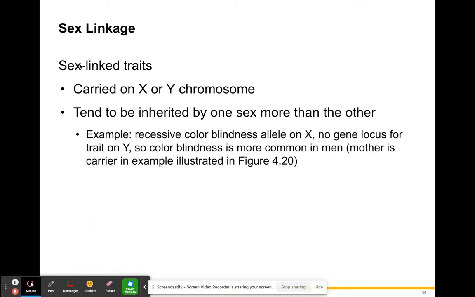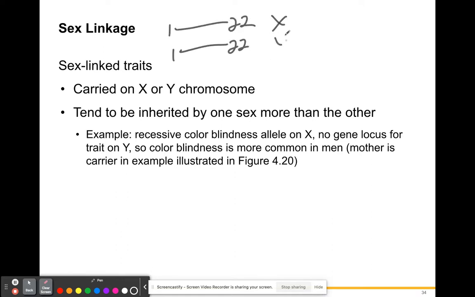Okay. Then we have sex-linked traits. I'm not going to get into Punnett squares with this, but all I want you to know is that some traits are carried on X or Y chromosomes. Okay. Most traits are held on the first 22 autosomal chromosomes. Most traits. There are some traits held on the X and the Y.